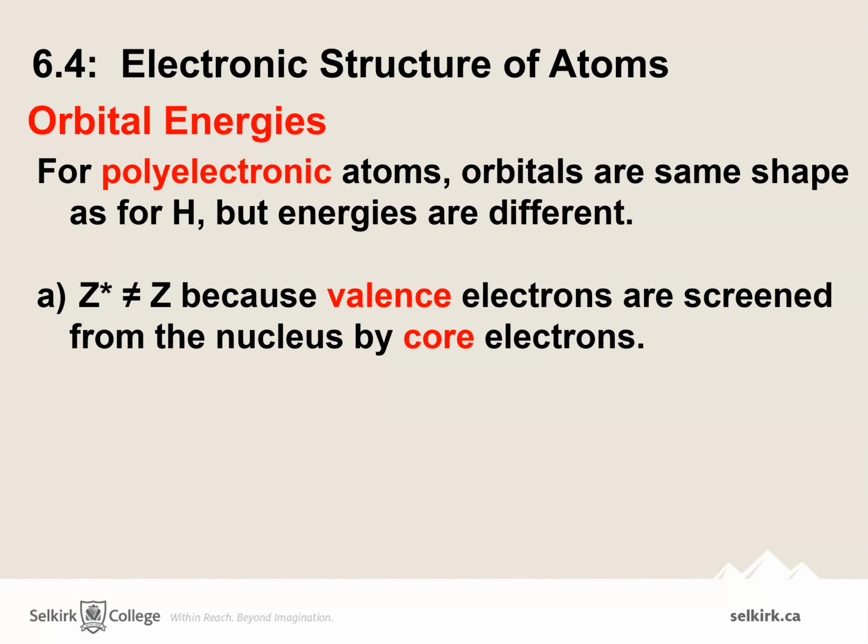Until now, we've been talking about orbitals in the hydrogen atom. Now we're ready to expand that to every other kind of atom. And it won't be a big jump because for polyelectronic atoms, atoms with more than one electron, the orbitals are the same shape as they were for hydrogen.